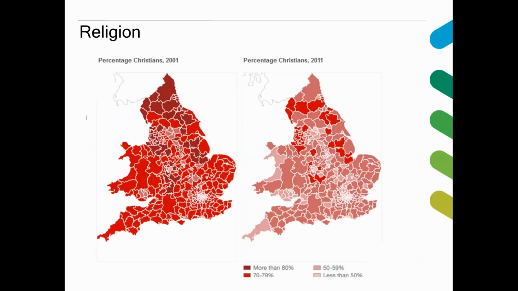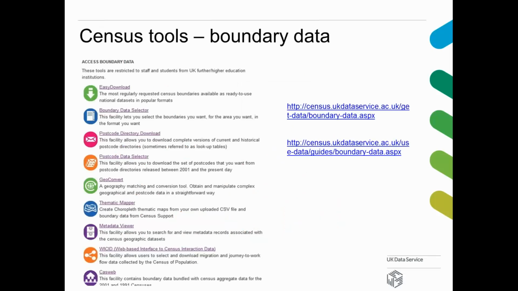And here's a visual example again of how you can use the data. So this particular example shows you how the number of people who define themselves as Christian has declined in England and Wales between 2001 and 2011. Now, as I mentioned, there are a variety of different boundary data tools, and you can see the list here, and all of these are available on our website. And you can use these for different types of mapping exercises. So I should say here that the data, as I mentioned, are not all under the Open Government Licence, so do be aware that there may be some restrictions.